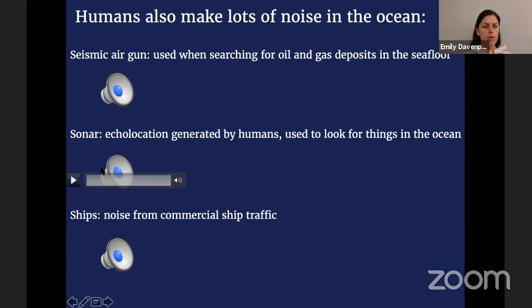Let me see if I can get this one to play. Maybe a submarine sonar. And then I kind of played one of these already, but again, there's a lot of ship traffic in our oceans. So there's a lot of noise that comes with that.